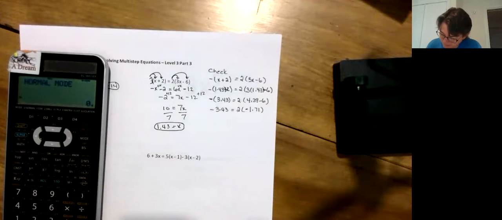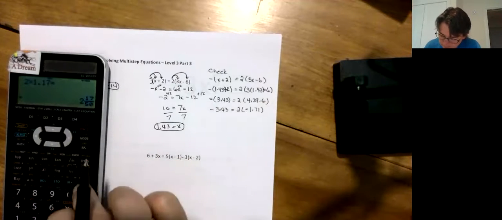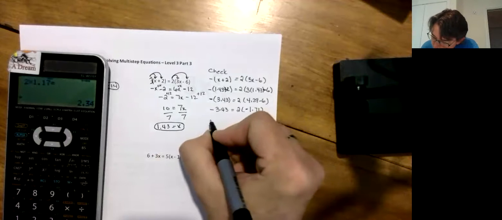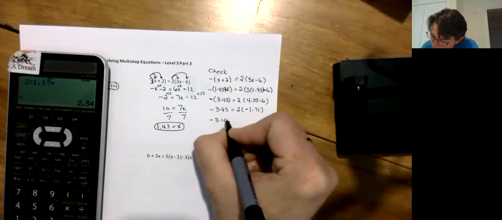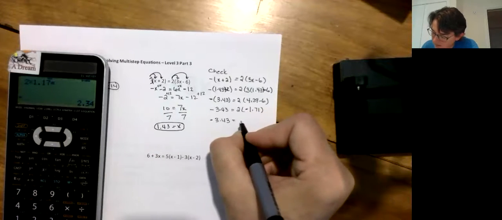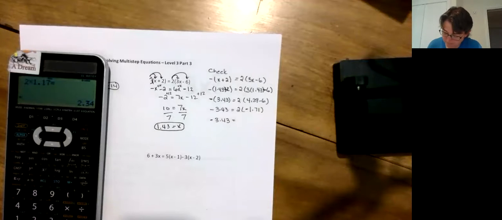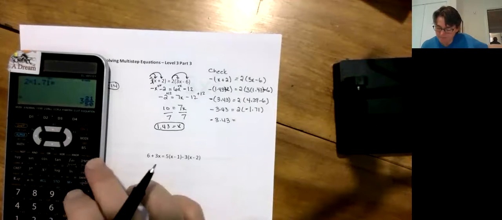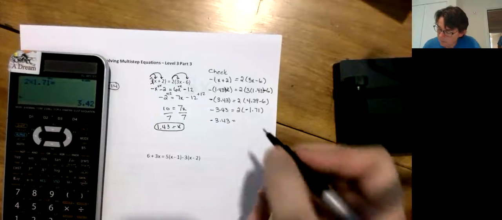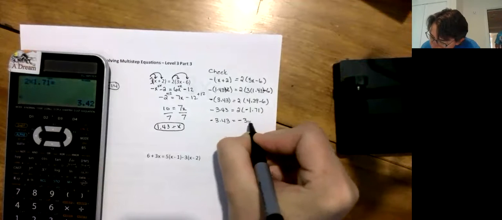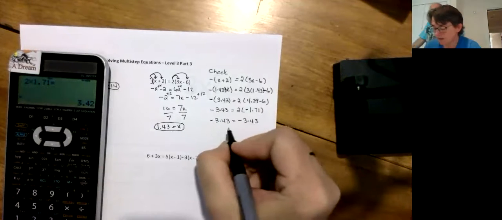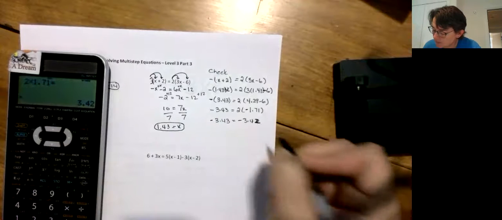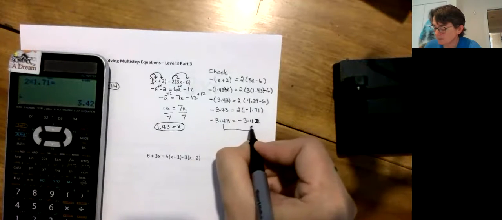Now I really messed it up. 2 times 1.71. So negative 3.43 is equal to 2 times 1.71, 3.42. Just typed that in wrong. So you can see here, oopsie, that's 3.42. The answers are almost the same.